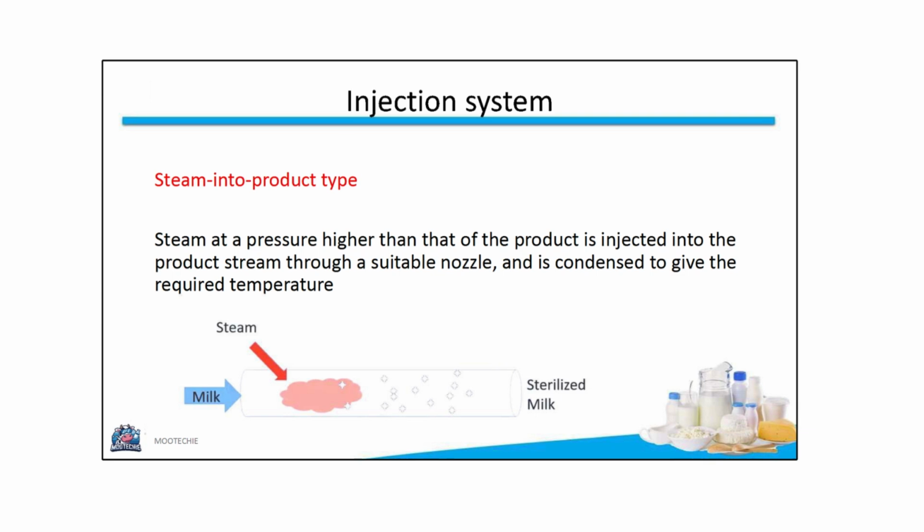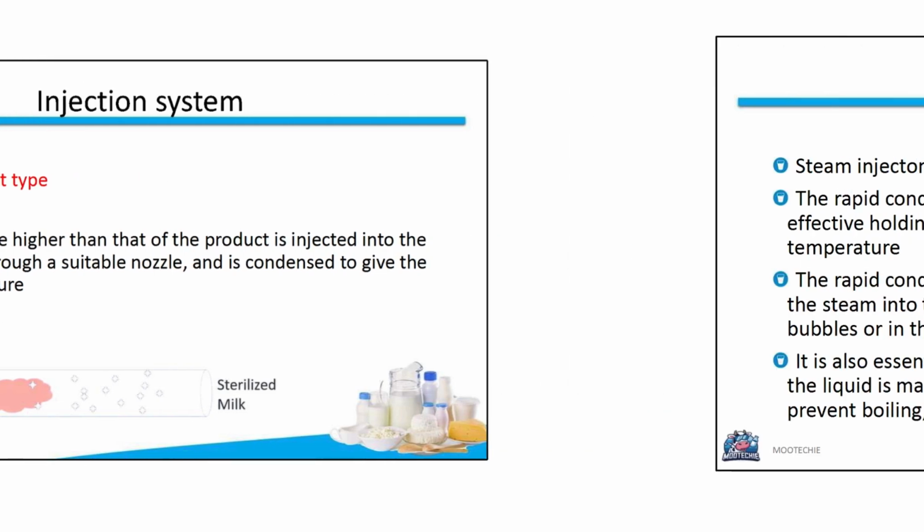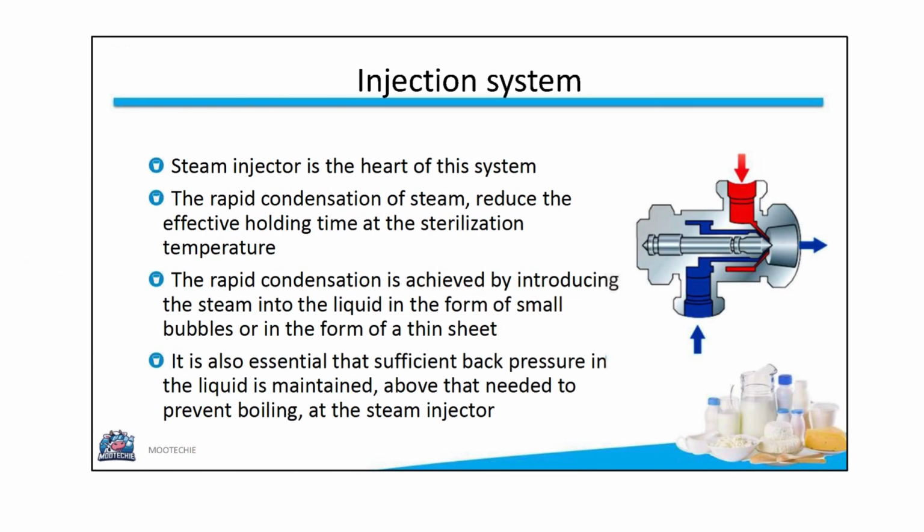The injection system is a steam into product type. Steam at a higher pressure is injected into the product stream through a nozzle and condenses, instantly transferring heat. The steam injector is the heart of this system. The rapid condensation of steam reduces the effective holding time. This rapid condensation is achieved by introducing steam as small bubbles or a thin sheet. Maintaining sufficient back pressure in the liquid at the injector is critical to prevent boiling.